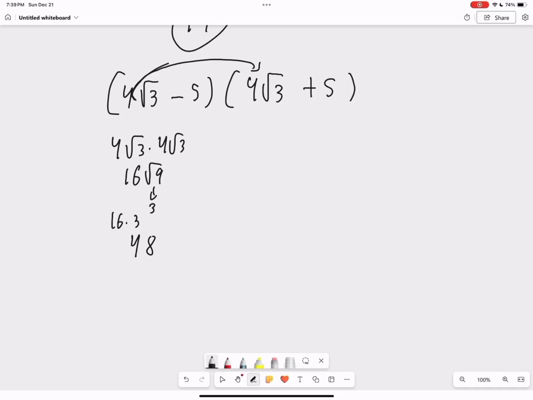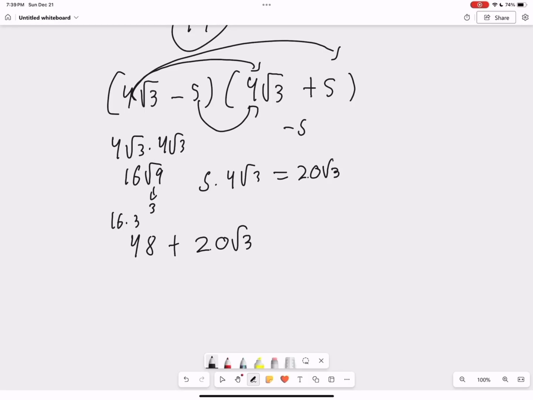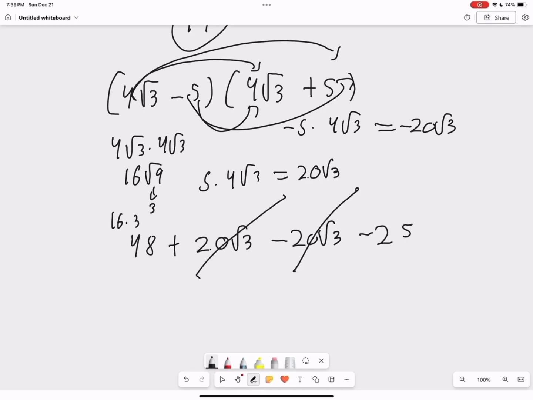Then we're going to do our outer term, which is plus 5 times 4 root 3, which equals 20 root 3. Now the inner term is negative 5 times 4 root 3, so it's negative 20 root 3. And negative 5 times 5 is negative 25. So these cancel out, and we get 48 minus 25.